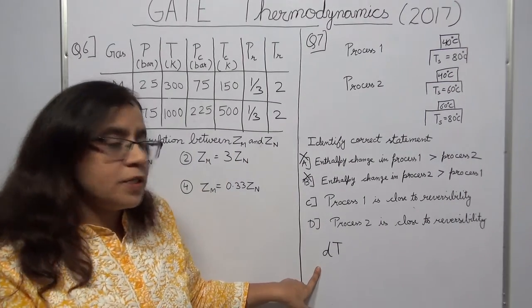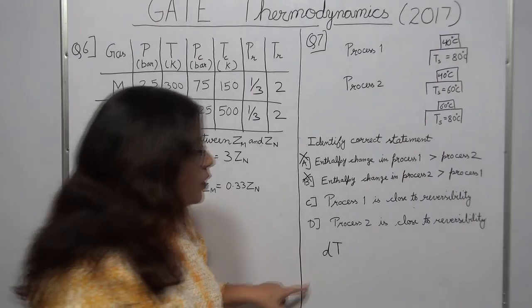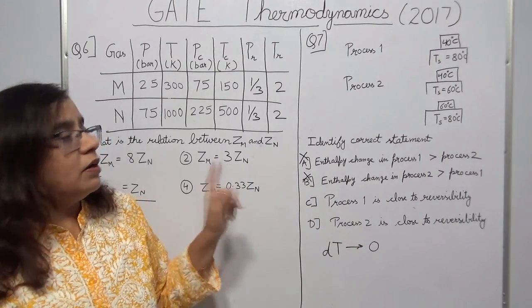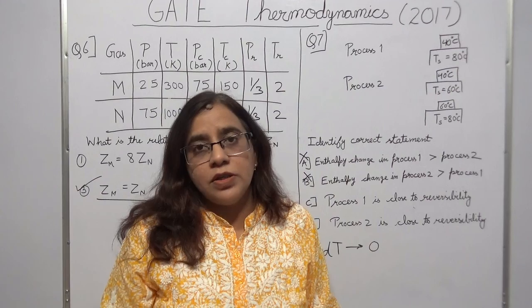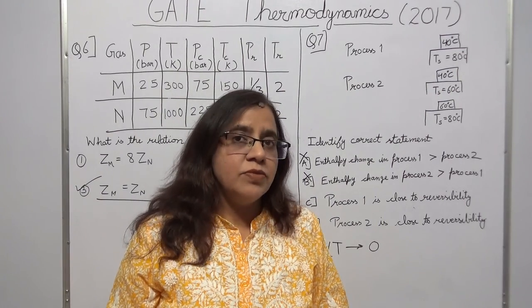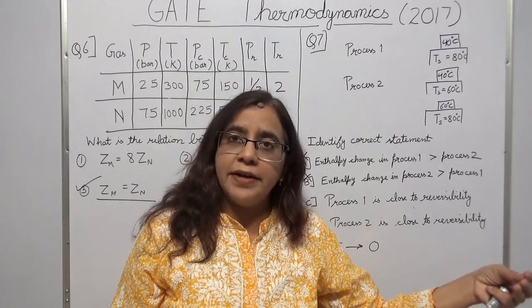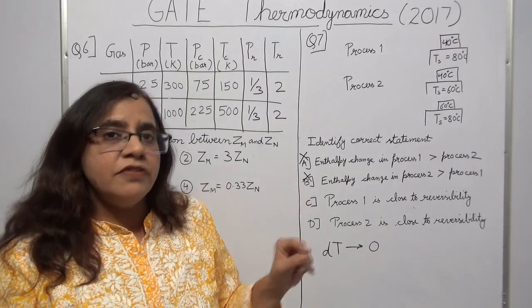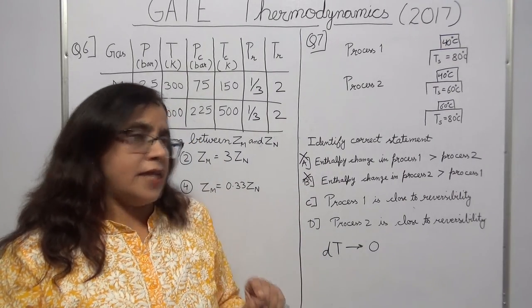Okay, now this process will be said to be reversible only when this dT tends to 0. You all know that heat transfer cannot take place unless there is some difference in temperature, because heat flows from higher temperature to lower temperature. So that's why you cannot have a reversible heat transfer in any process.